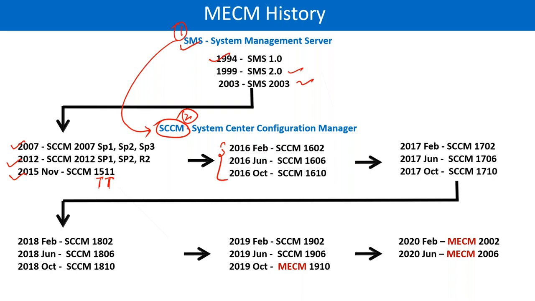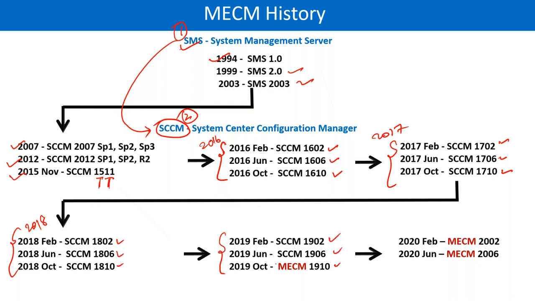Now what they are doing is they are releasing SCCM three times a year. So in the year 2016, they released 1602, 1606, 1610. In the year 2017, they released these three versions, 1702, 1706, 1710. Similarly, in the year 2018, they released these three versions. And then in the year 2019, they released these three versions.